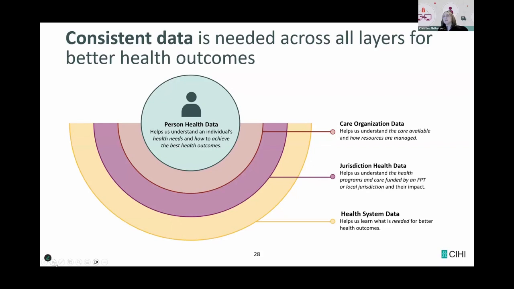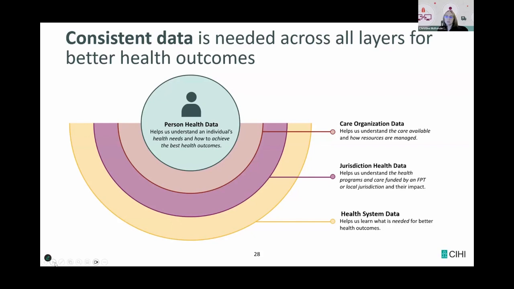And as you navigate the healthcare system and enter, let's say, into a hospital, this is where within that care organization data layer that you might become a patient within a hospital, you might become a resident within a long-term care facility, or you're a client within primary health care or home care. And so this is also a reason why we have a business glossary to help support the implementation of the Pan-Canadian Health Data Content Framework.